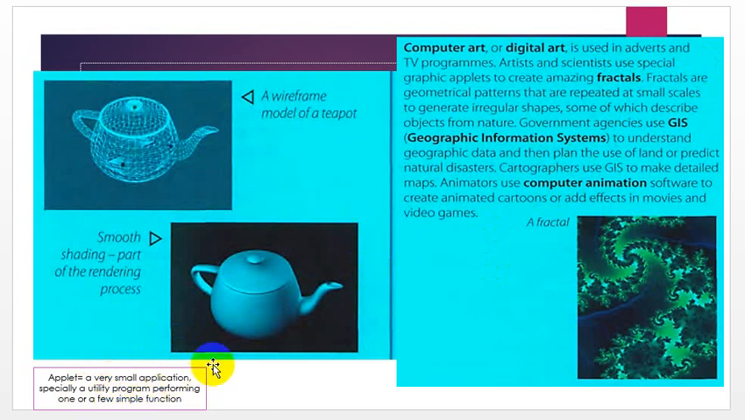Here are the difficult words, please read them. Applet: a very small application, especially a utility program, that performs one or a few simple functions.